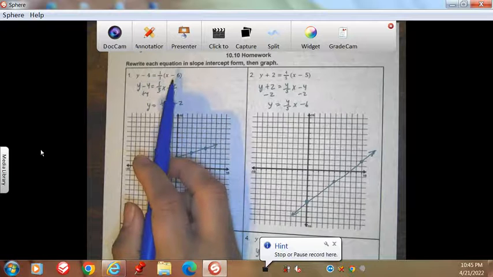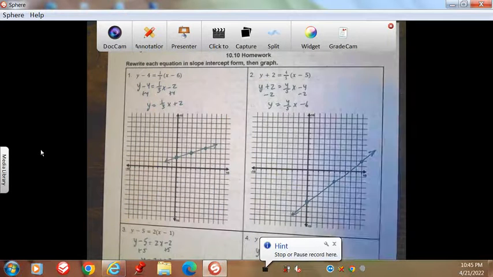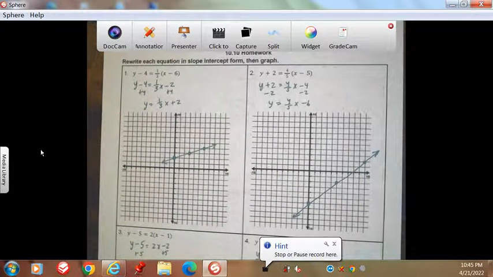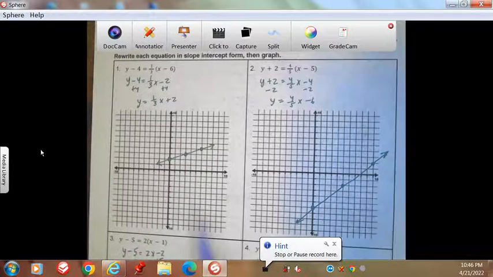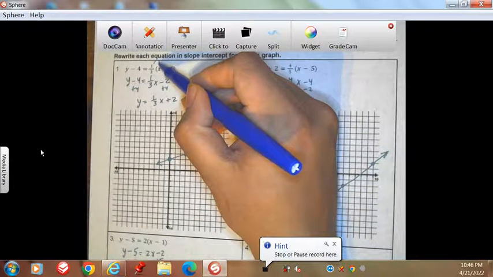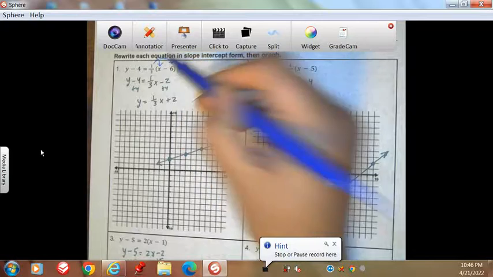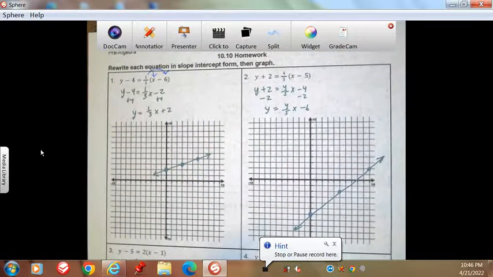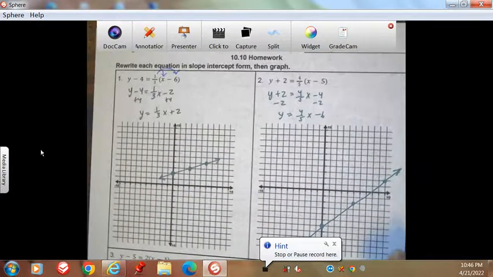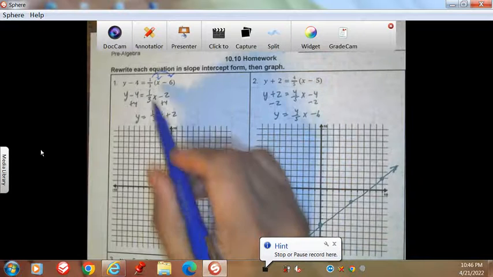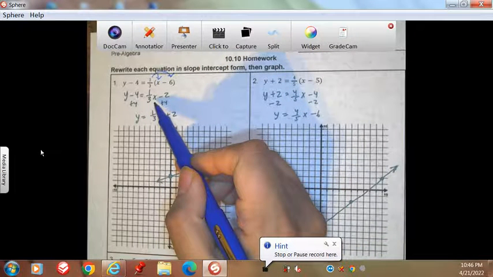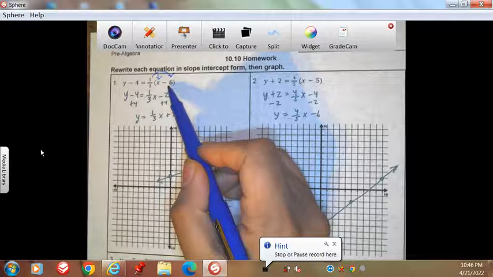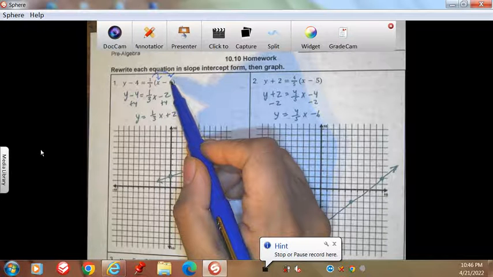To get it into slope-intercept form, we remember that means y equals mx plus b. So I want to distribute whatever is sitting in front of the parentheses. That's what you want to distribute to both things inside the parentheses. So in this case, that would be 1/3 going into the x and into the negative 6. So when I do 1/3 to x, it's just 1/3 x. But 1/3 times negative 6, we can use our calculator to help us with that. It is going to be negative 2.